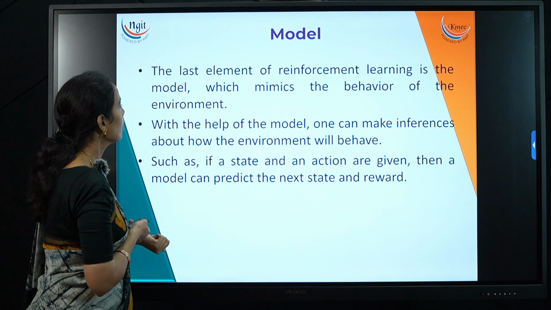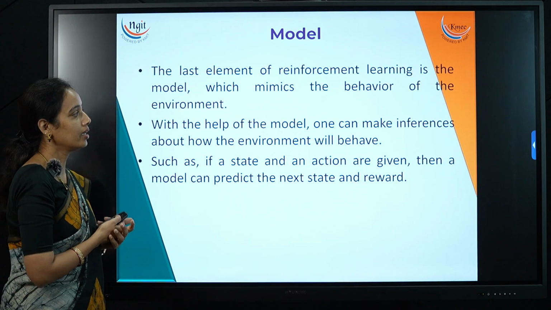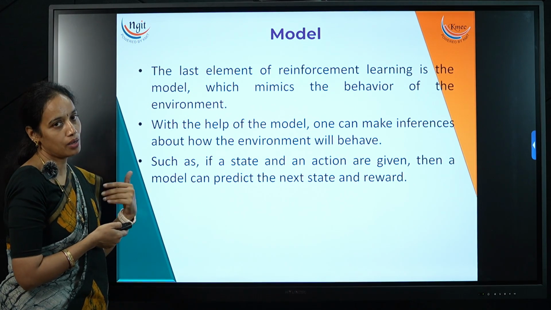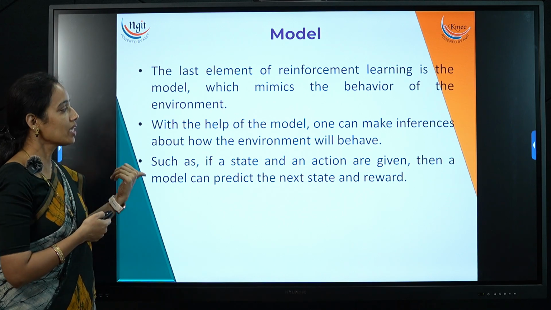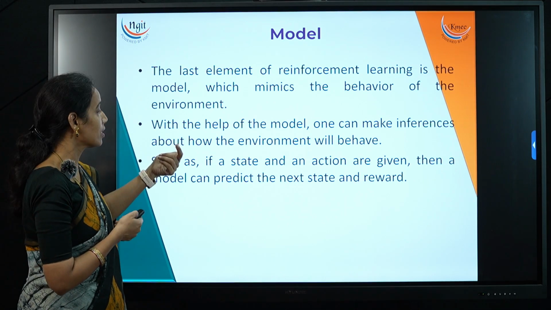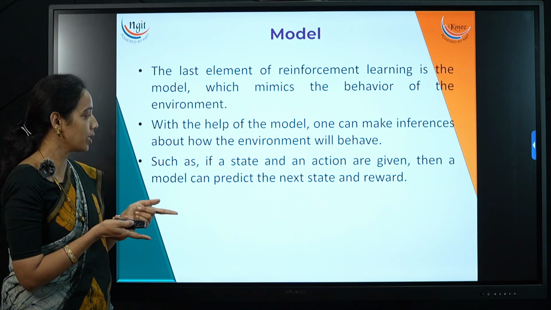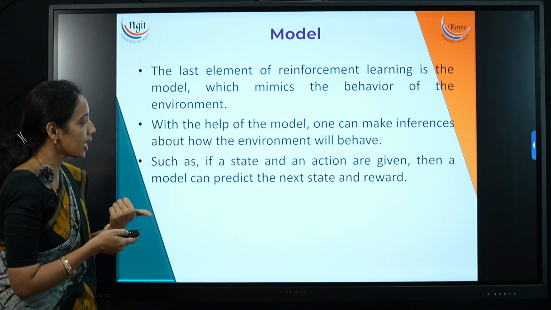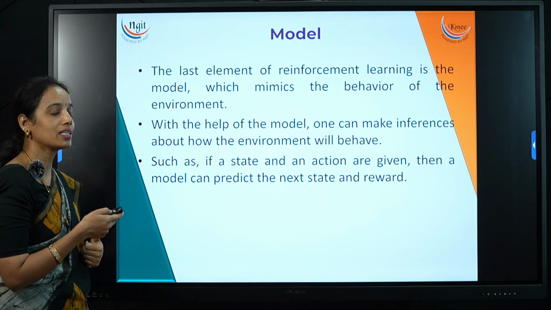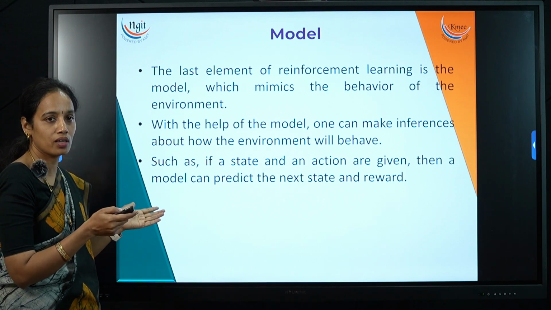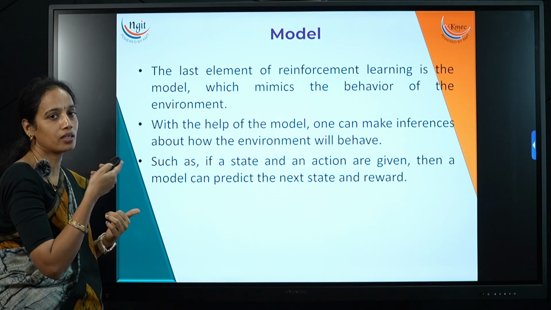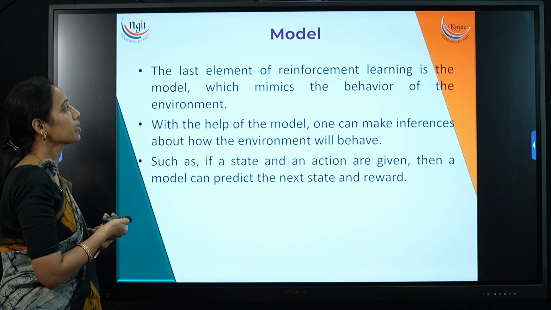And then the model. The last element of RL is the model, which mimics the behavior of the environment. With the help of this model, one can make inferences about how the environment will behave. That is, if a state and an action are given, then the model can predict the next state and reward. So without a model, a particular agent can't work with the environment.